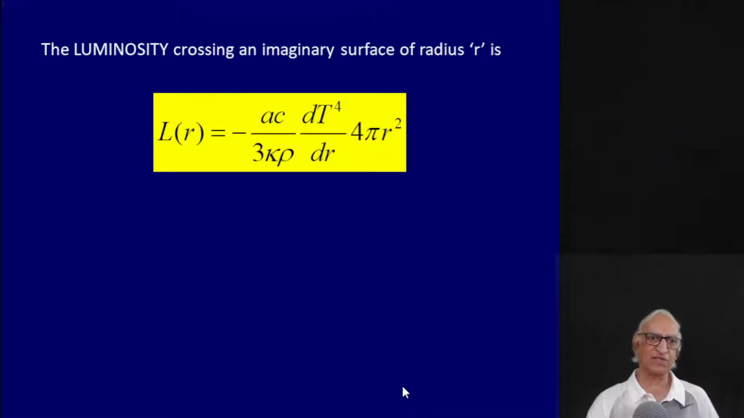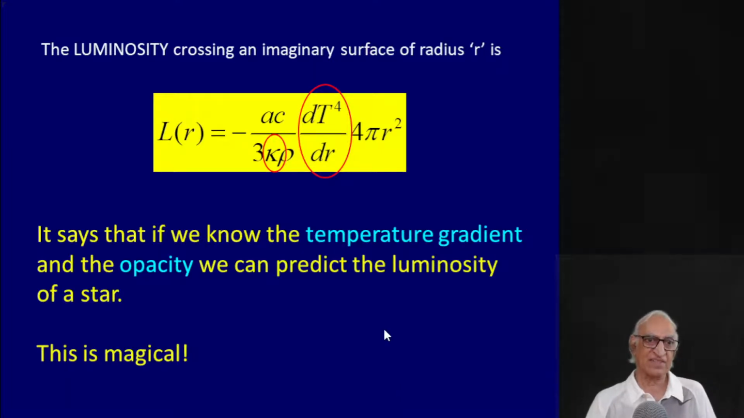Now, I reread the formula once again to underline the following important thing. Please notice that the luminosity is determined by the temperature gradient and by the opacity. It says that if we know the temperature gradient of a star and if we know the opacity, we can predict the luminosity of the star.